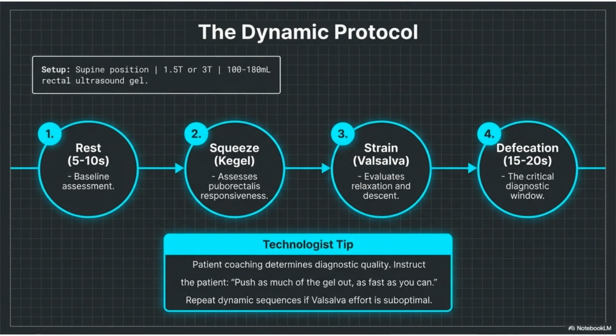The dynamic protocol involves 4 steps: rest for baseline assessment, squeeze or Kegel to check puborectalis responsiveness, strain or Valsalva to evaluate relaxation and descent, and defecation, which is the critical diagnostic window. Patient coaching is essential for diagnostic quality, ensuring the patient pushes out the gel quickly.